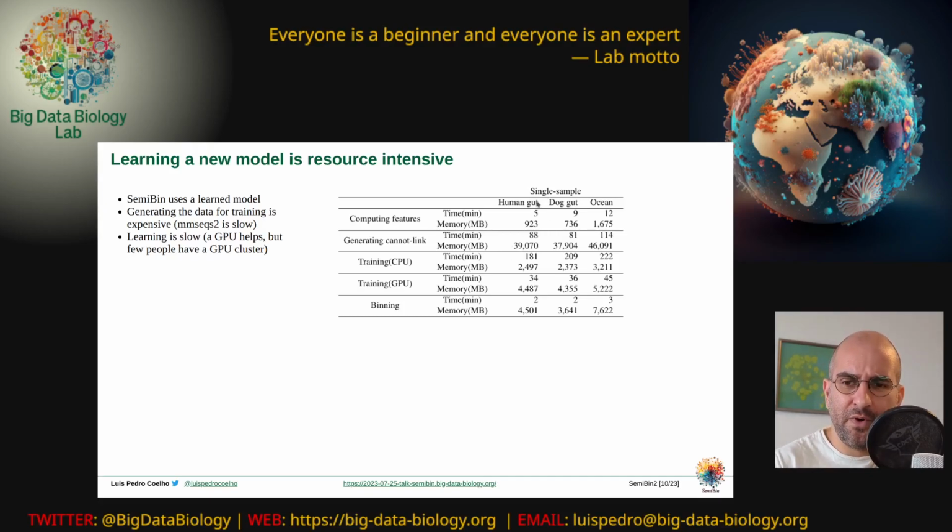So here, just for example, this is single sample mode, an average across samples, and you can see that especially here, generating the cannot-link features was requiring a lot of memory. And this was taking a lot of time. And the actual binning is very fast. Actual binning is very cheap.